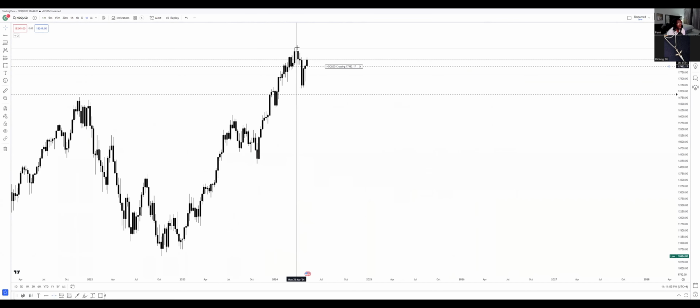And we saw our price came back down. We had this huge sell, right? Breaking this level of support, right?